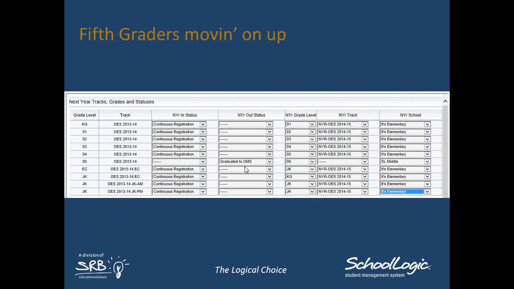Here's my 5th graders. I'm going to set them up with an out status, how they're leaving my school this year and where they're going next year. Okay? We said the outgoing school fills in a reason for them leaving, and then in my particular one, for those of you who are not sitting really, really close to your monitors, this happens to say graduated to OMS. Now, OMS is my middle school. And we give them that school for next year. Here it is, SL Middle. Okay? Well, fine and good.